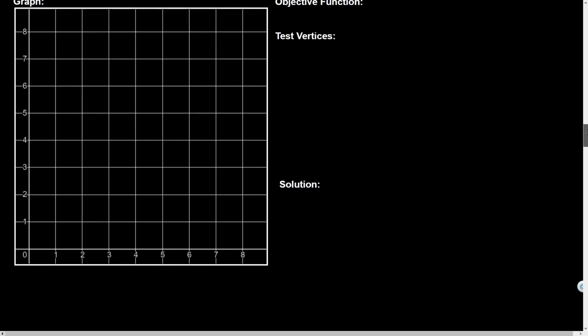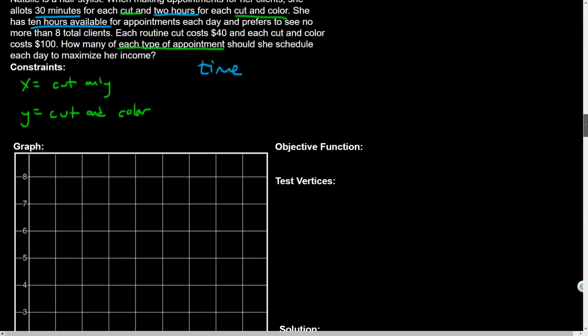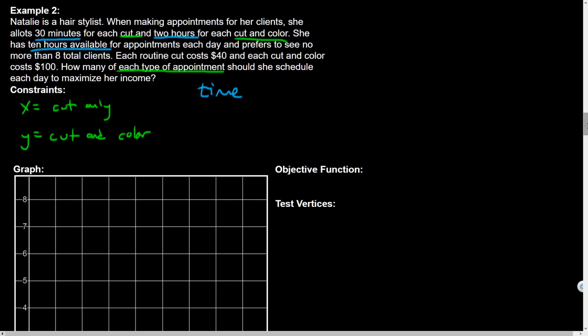Now, actually, based on my axes that I'd already picked, here's the x-axis. It's only going up to 8. I'm assuming that's in hours, based on what I'd written earlier. So let's use hours. So I'm going to write for my time equation 0.5x plus 2y equals 10. Or, not equals 10. That's the most she wants to spend. So I'm going to say is less than or equal to 10.